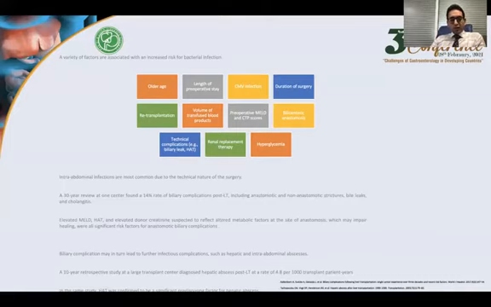Biliary complications may in turn lead to further infectious complications such as hepatic and intra-abdominal abscesses. A 10-year retrospective study at a large center diagnosed hepatic abscess post-liver transplant at a rate of 4.8 per 1,000 per year.